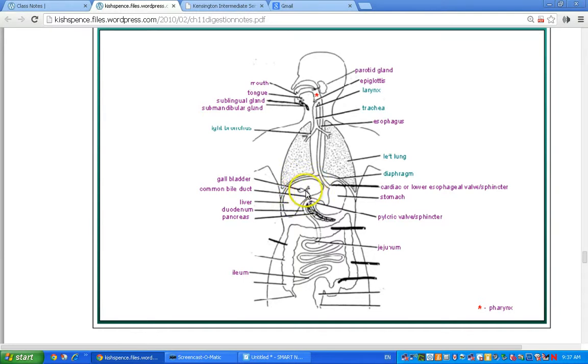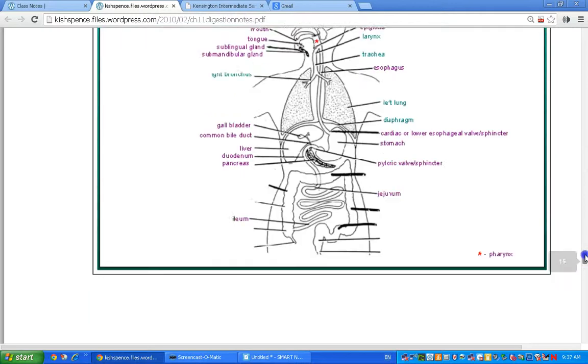Okay, so this would be the common bile duct. It's called the common bile duct because the pancreatic duct will join on with it too as they empty things into the small intestine, into the duodenum. Okay, so liver, gallbladder, pancreas is always between the stomach and the small intestine.